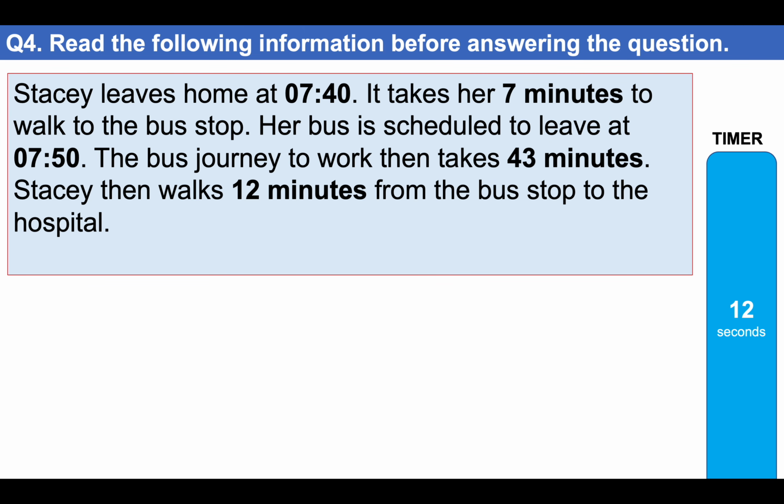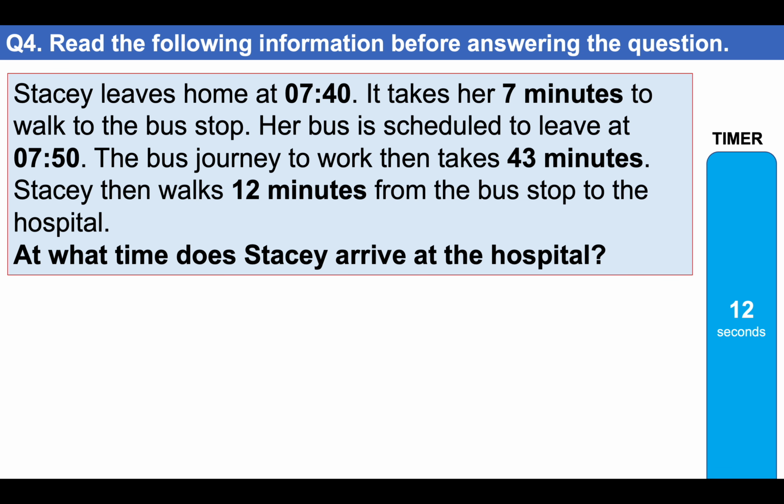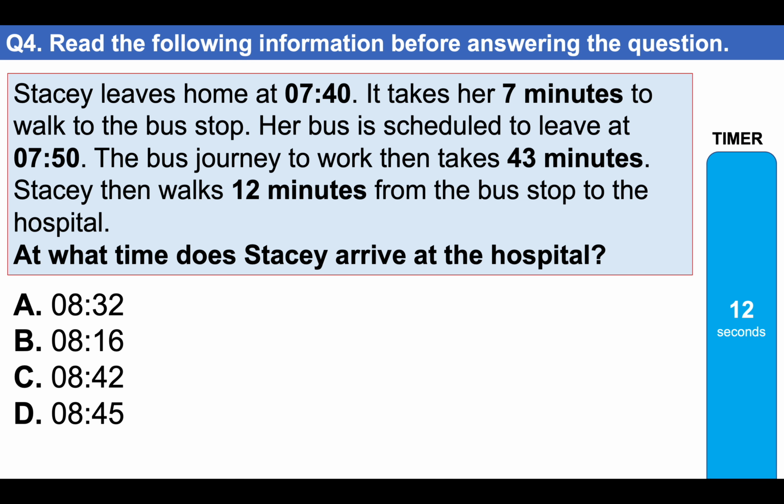Question 4. Read the following information before answering the question. Stacey leaves home at 07:40. It takes her 7 minutes to walk to the bus stop. Her bus is scheduled to leave at 07:50. The bus journey to work then takes 43 minutes. Stacey then walks 12 minutes from the bus stop to the hospital. At what time does Stacey arrive at the hospital? A. 08:32, B. 08:16, C. 08:42, or D. 08:45. I will give you 12 seconds to answer this question. Here's your timer.